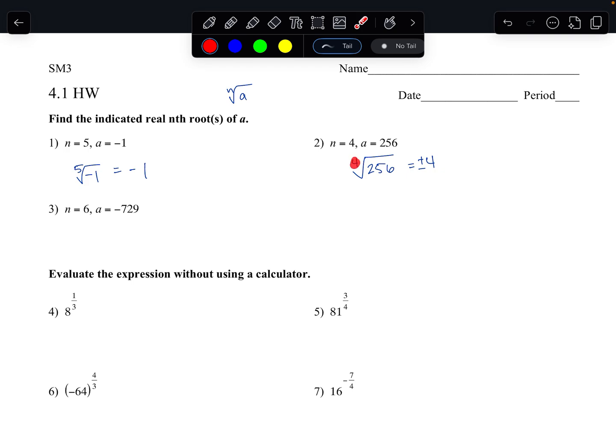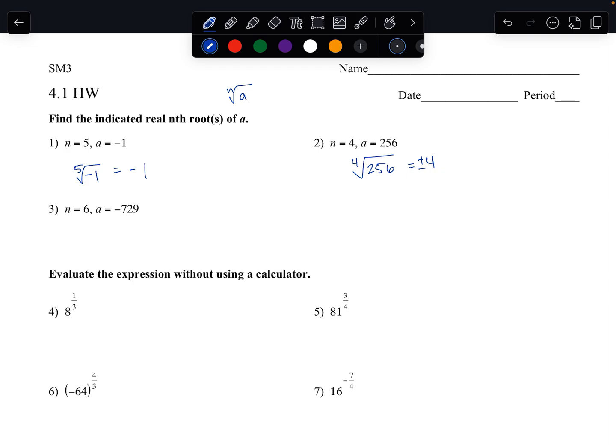Whenever the index number is an even number, and the number inside is positive, then you should have 2 roots. When the index number is odd, it doesn't matter if the radicand is positive or negative, it's always just going to have 1. Okay.